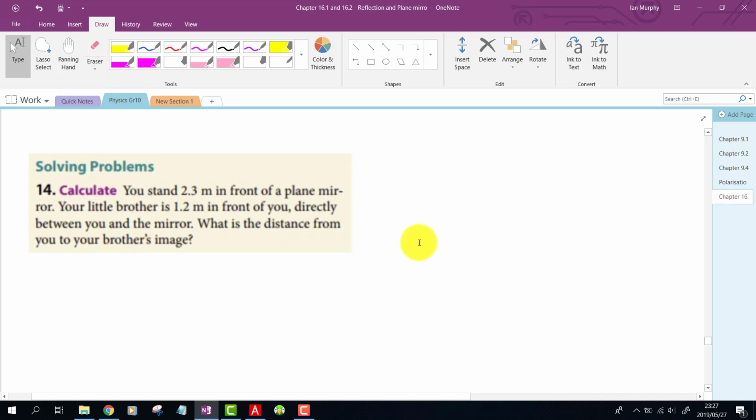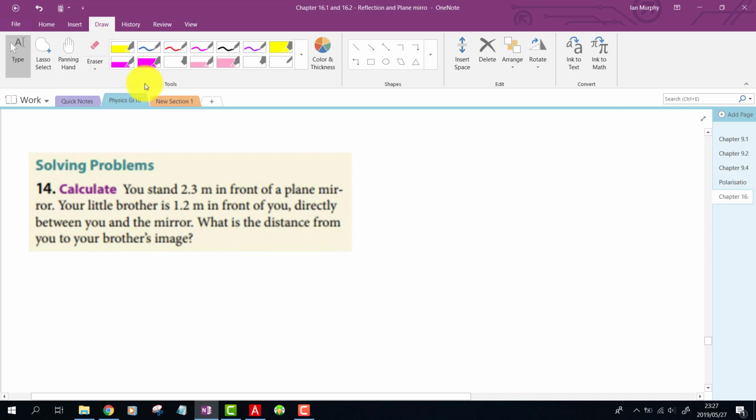Okay, next question, question 14. Calculate. You stand 2.3 meters in front of a plane mirror. Your little brother is 1.2 meters in front of you, directly between you and the mirror. What is the distance from you to your brother's image?